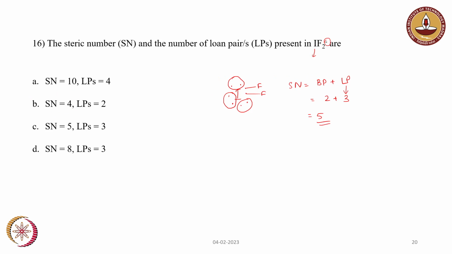And the next one is steric number and lone pairs of IF2 minus. So iodine has 7 valence electrons, but we are given that it's a negative charge. So one more electron is added to iodine. So total of 8 valence electrons are present on iodine, and 2 bonds are formed between iodine and fluorine. So a total of 2 bond pairs and 3 lone pairs are present. So steric number becomes 5. And so the answer is option C, steric number 5 and lone pairs 3.